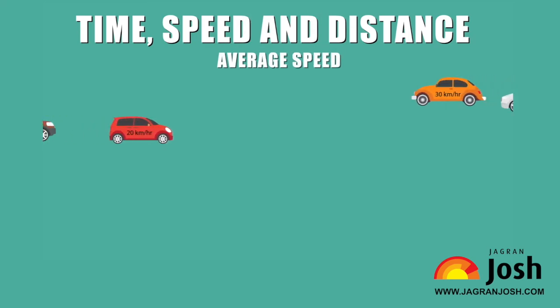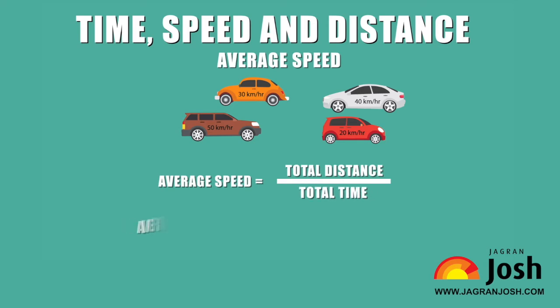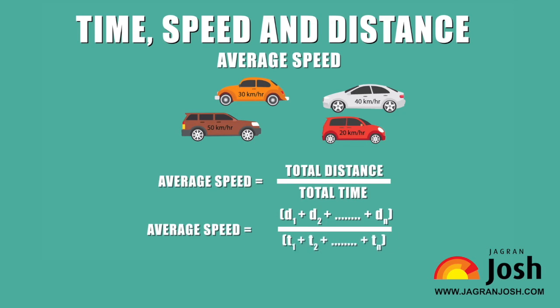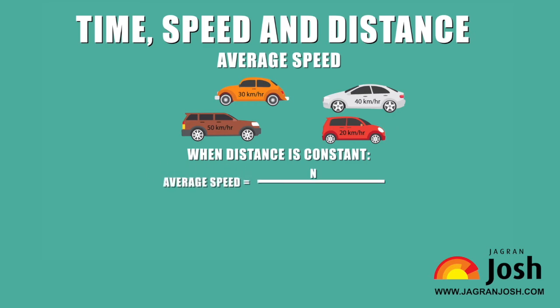Average speed. The basic formula for average speed is equal to total distance upon total time. Average speed is equal to (d1 plus d2 plus dn) upon (t1 plus t2 plus tn). When distance is constant, the average speed is given by the formula: average speed is equal to n upon (1 upon s1 plus 1 upon s2 plus 1 upon sn), where S1, S2, Sn are the different speeds.